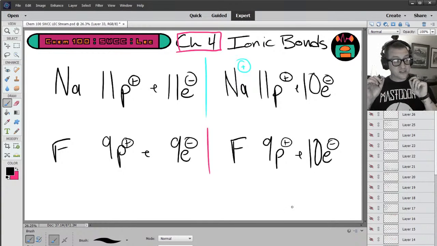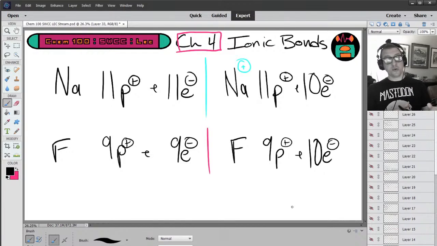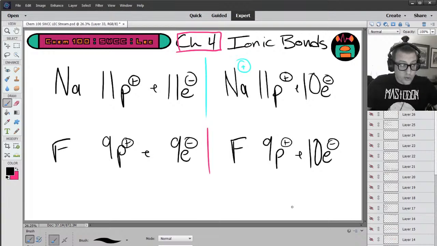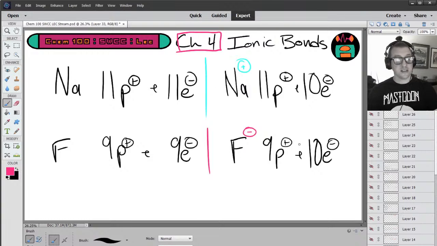Because fluorine has now 1 more electron than proton, it's got 9 positive charges, 10 negative charges. It has a total charge, or a net charge, of -1. All right? So this is sodium as an ion. This is fluoride as an ion.